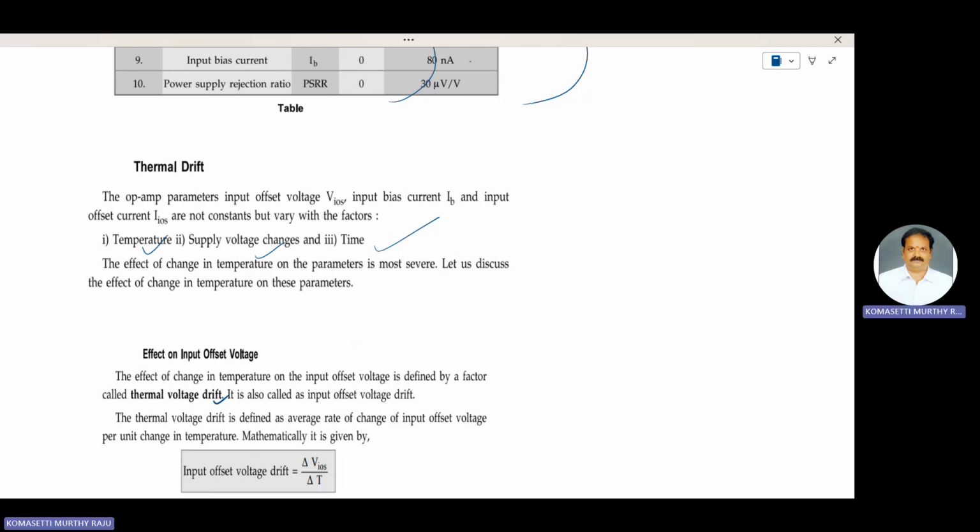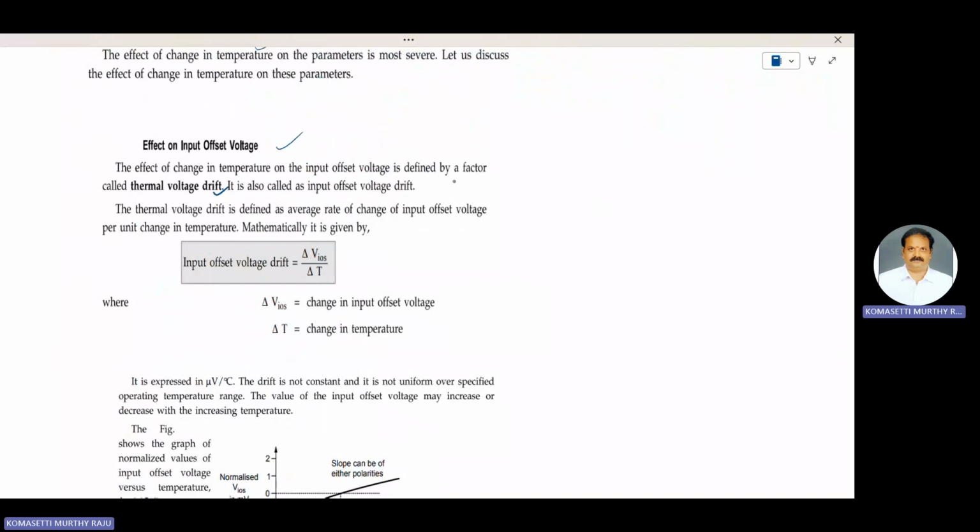First one is the effect on input offset voltage. The effect of change in temperature on the input offset voltage is defined by a factor called thermal voltage drift, also called input offset voltage drift. The thermal voltage drift is defined as the average rate of change of input offset voltage per unit change in temperature. Mathematically, input offset voltage drift is equal to delta VIOS by delta T, where delta VIOS is the change in input offset voltage and delta T is the change in temperature.